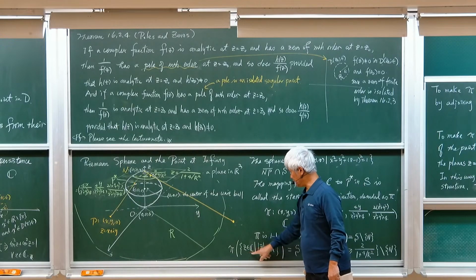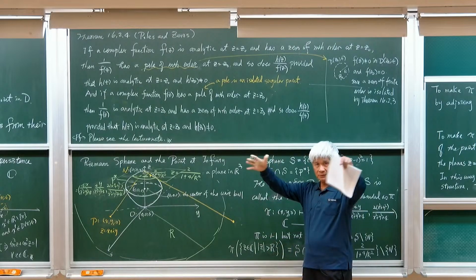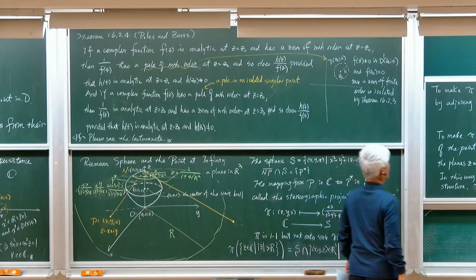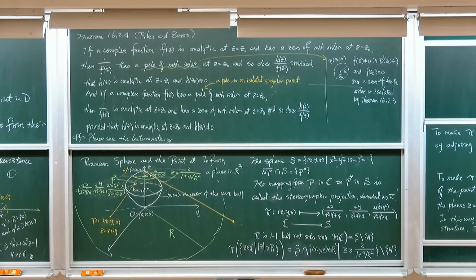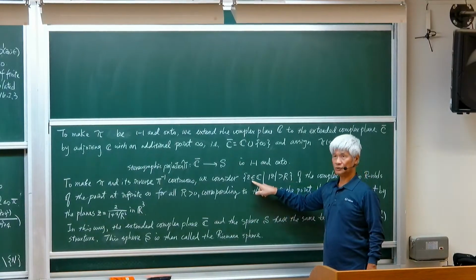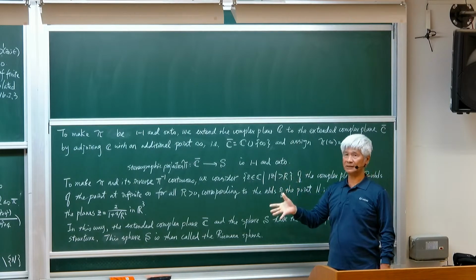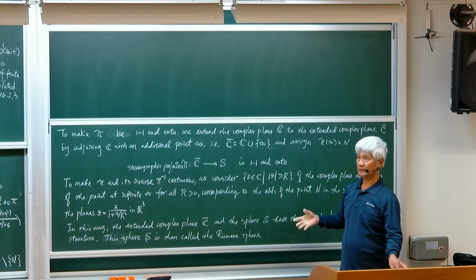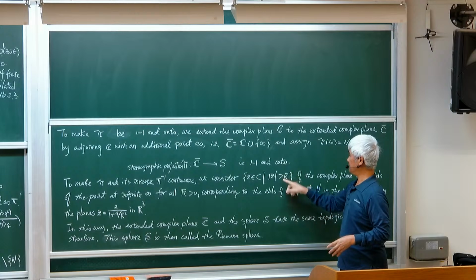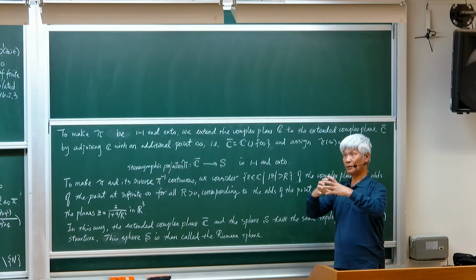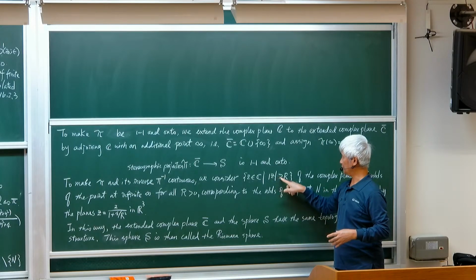The corresponding region would be the region outside a big circle with radius r. So it makes sense to call this an r neighborhood. If r becomes bigger and bigger, then the neighborhood of the point at infinity becomes smaller and smaller, because we are taking the set where the modulus is greater than r.